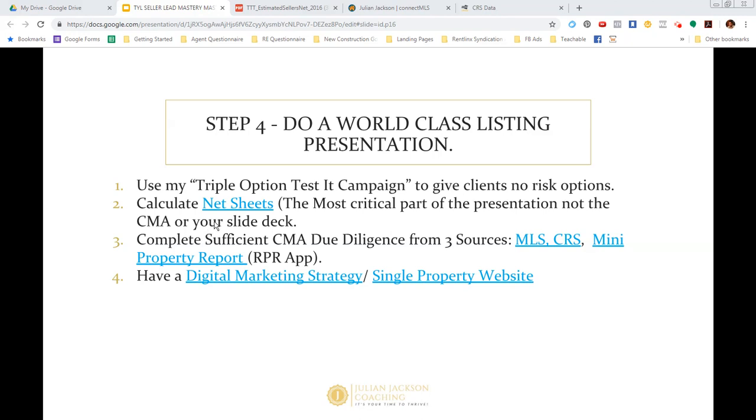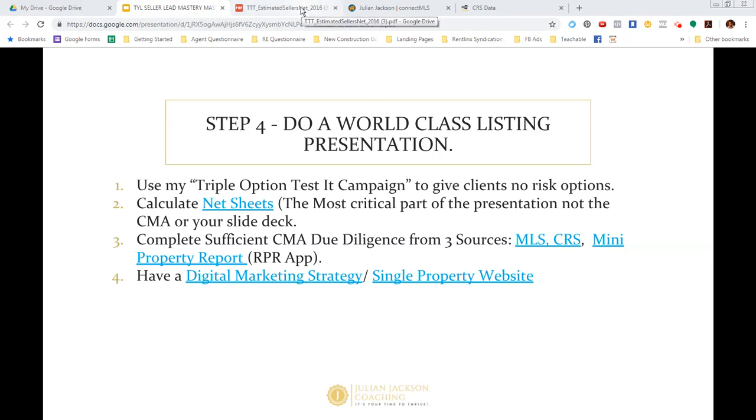Now, as I mentioned, the net sheets are one of the most important things, if not the most important or most critical part of the presentation. So that's really what you want to get into. A lot of people use a slide deck from PowerPoint they show on the iPad, but to me, they're too generic, and you'll hear exactly why I feel that way when I go through the entire presentation that I use. But before I get to the point where I'm using my actual presentation with the digital marketing strategy, I need to make sure I have as much information as I can to get a pretty solid CMA, at least in my opinion. So I'm going to show you how I actually do that with this video.